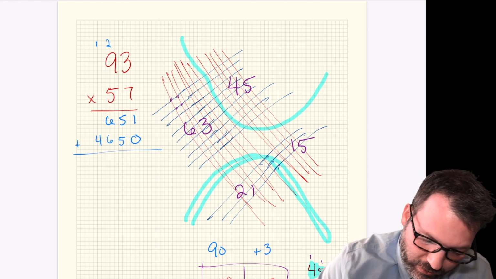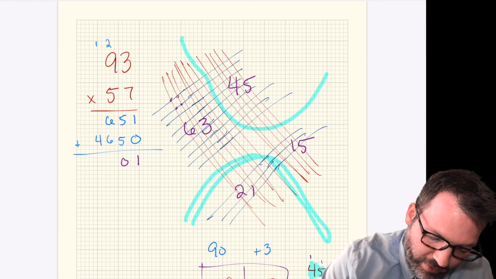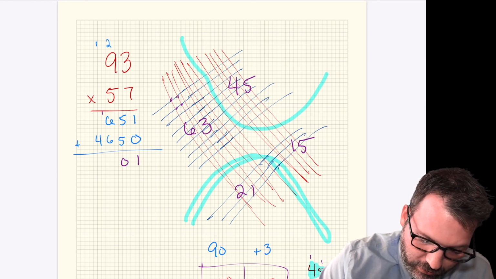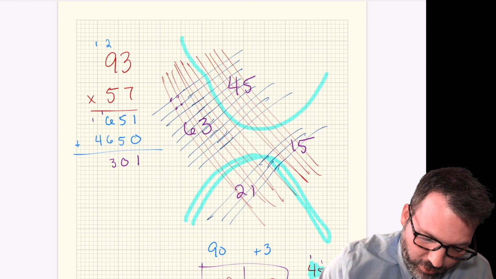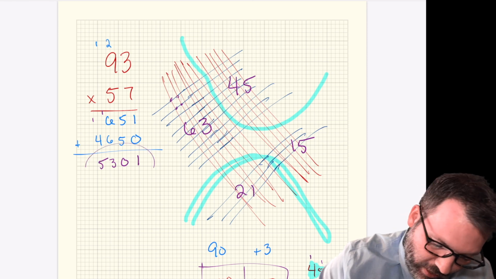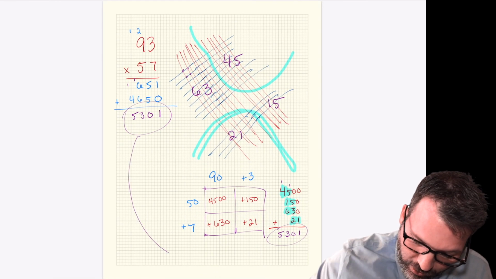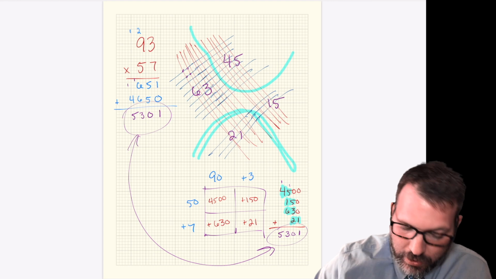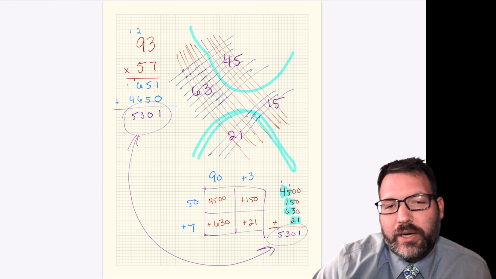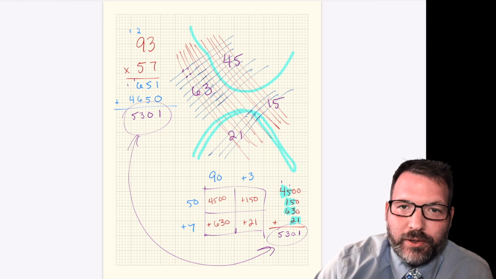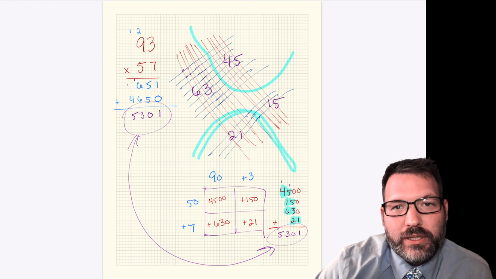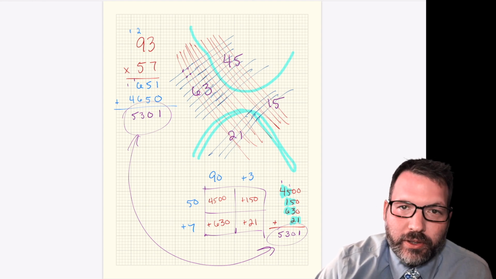And then we add all this together. 5 and 5 is 10 with a carry. 6 and 6 is 12 with a carry, 13. 1 and 4 is 5. And of course, we get 5,301 either way we do it. I'm not trying to tell you how to multiply in any particular way. Teach your kid whatever way you want to teach. A good math teacher is going to deal with it no matter what.